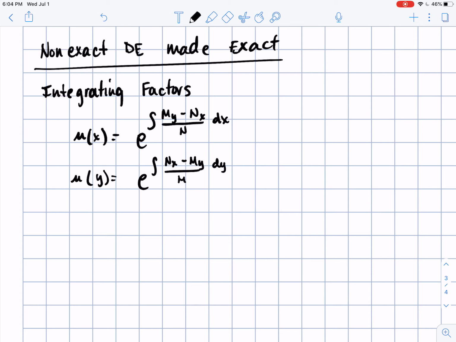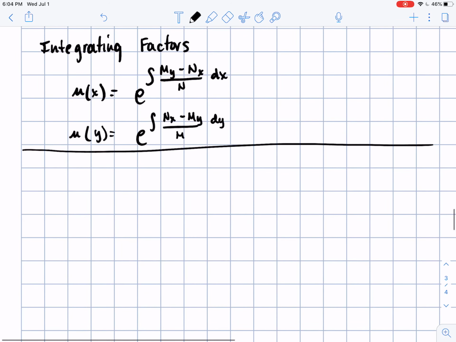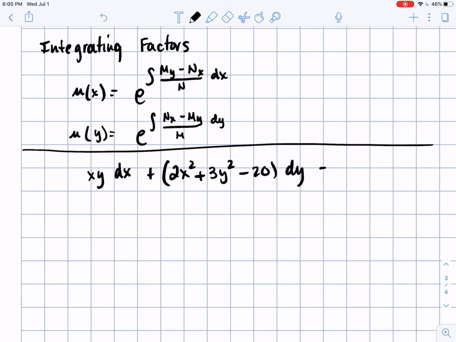Okay, so using these, because it's an integrating factor, you're going to use this to make it exact, so we have to figure out which one to use and then multiply that through. So let's start with an example that I have here, which is going to be xy dx plus 2x squared plus 3y squared minus 20 dy. So it'll look like that equals 0. And we could see exact or not, right?